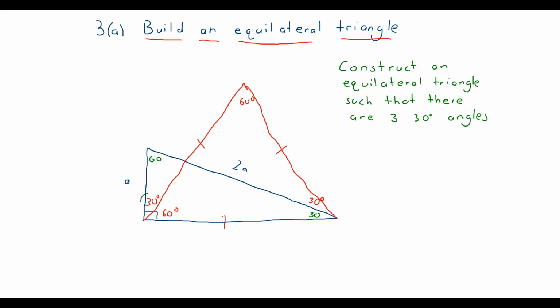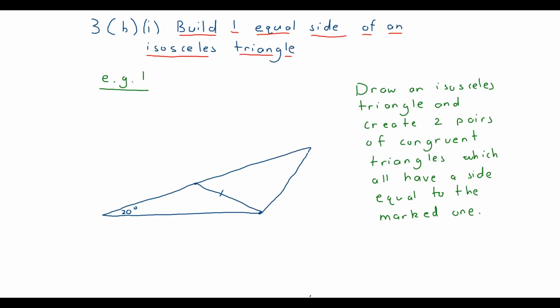We've drawn an equilateral triangle, and we've made 3 30-degree angles, which would hopefully be useful if we were solving a problem where we needed to find maybe a triangle that was congruent to some other one that had 30 degrees in it. Okay, let's look at the next part of building our triangles.